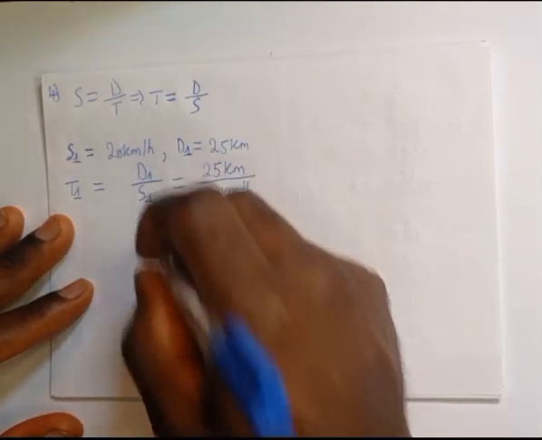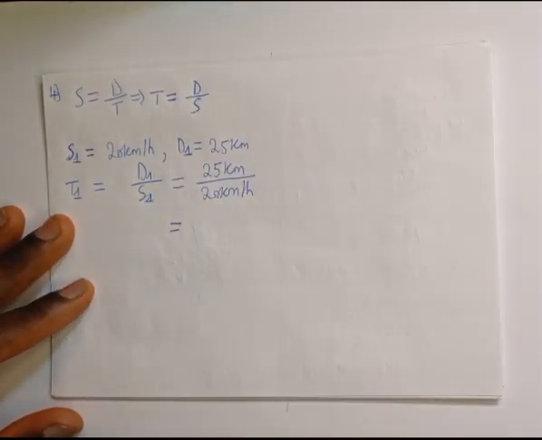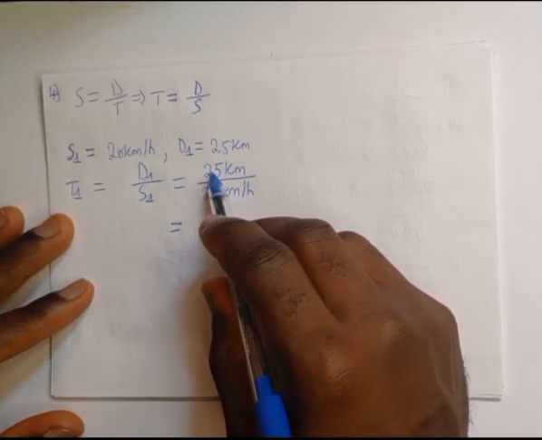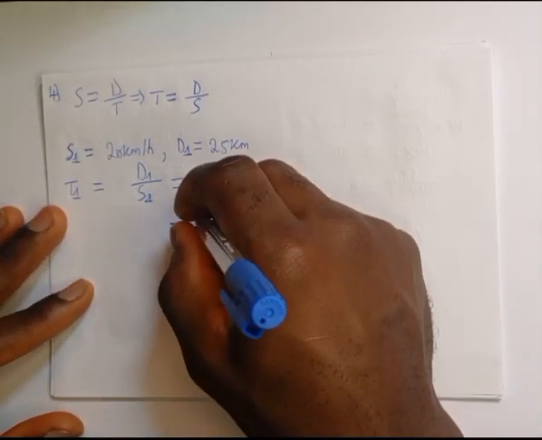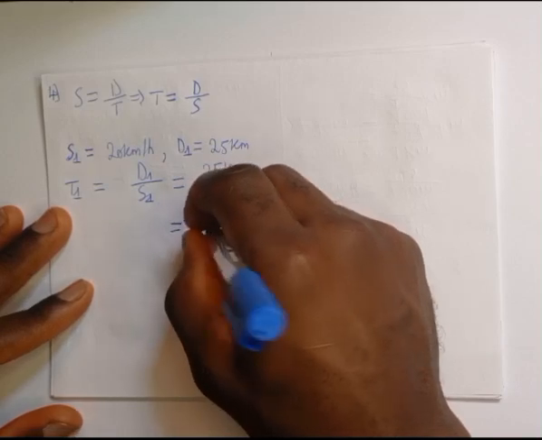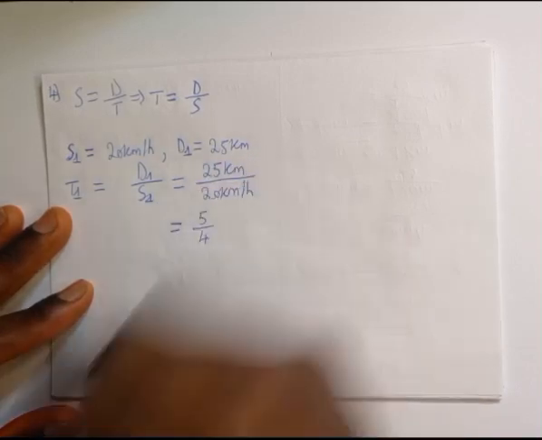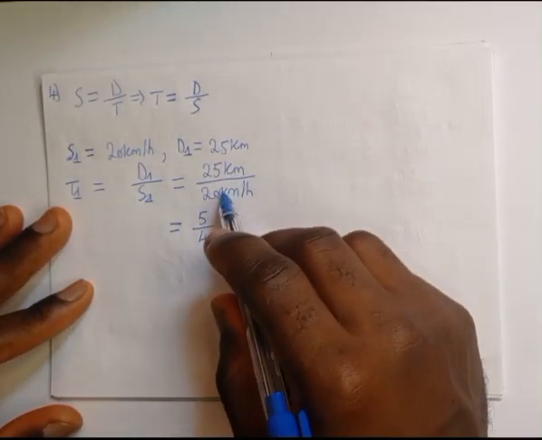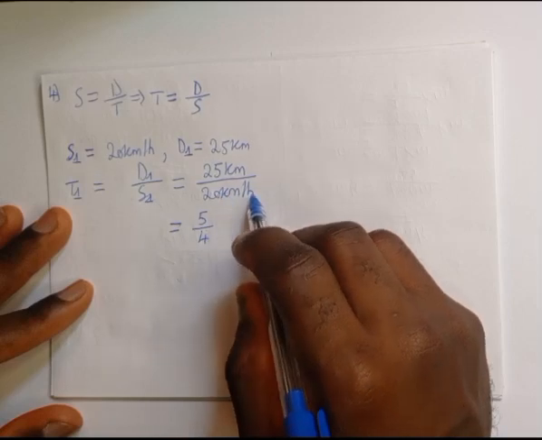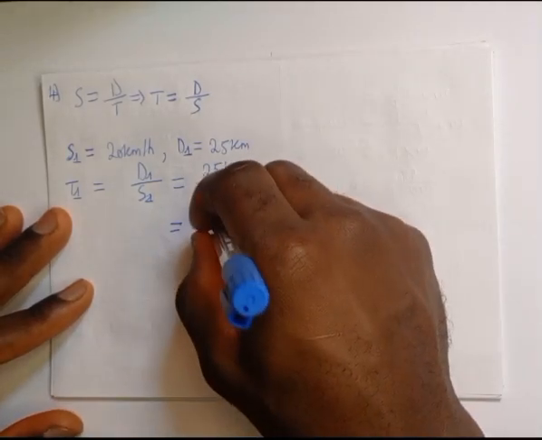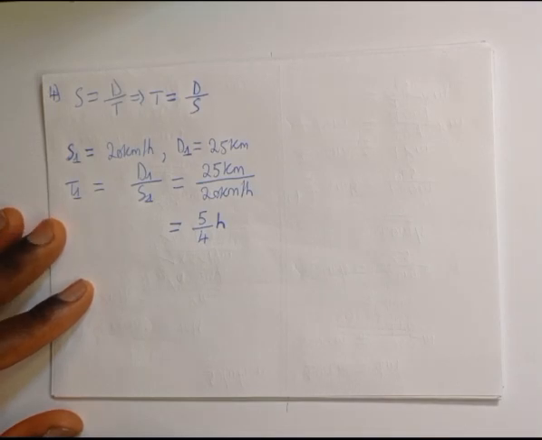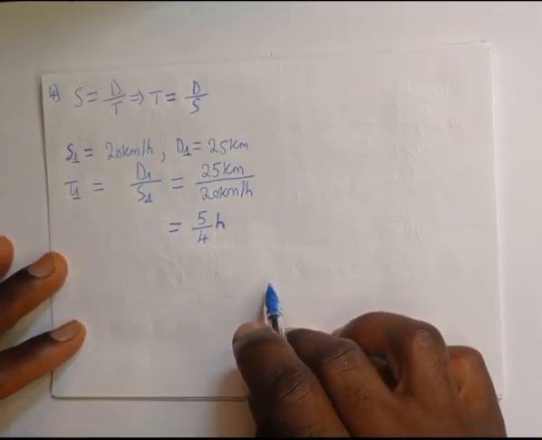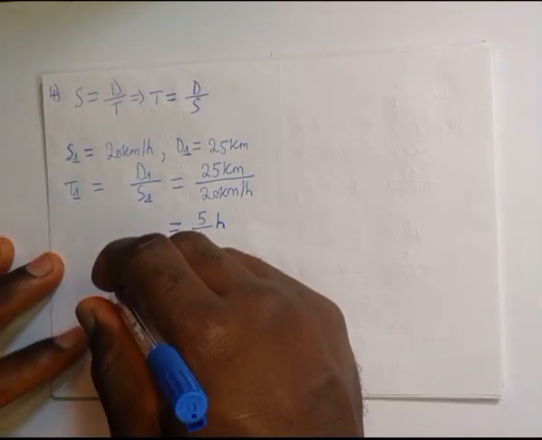This will simply be equal to, if we perform all the necessary simplifications, 5 is the highest common factor of 25 and 20. 25 divided by 5 gives us 5 all over 20 divided by 5 gives us 4. Kilometers divided by kilometers per hour, this will give us the time taken in the first phase is 5 all over 4 hours. Now let's find the time taken in the second phase.